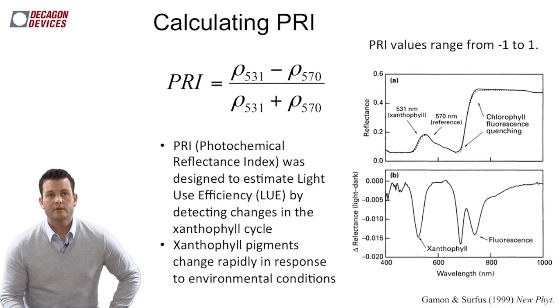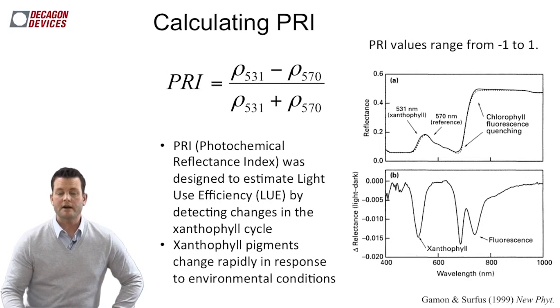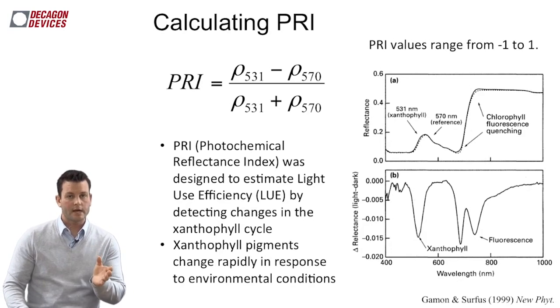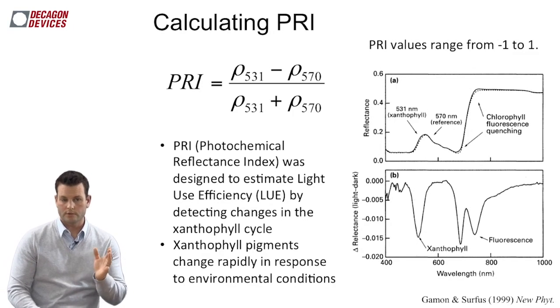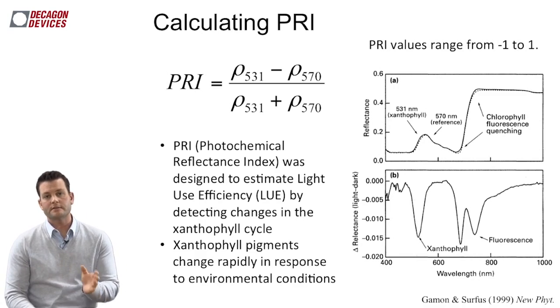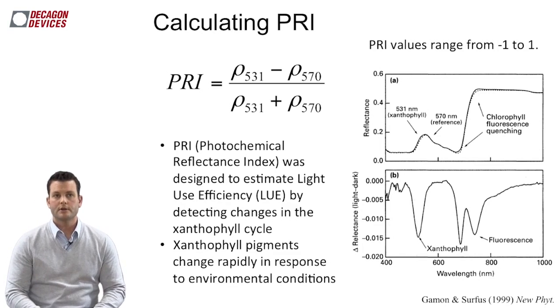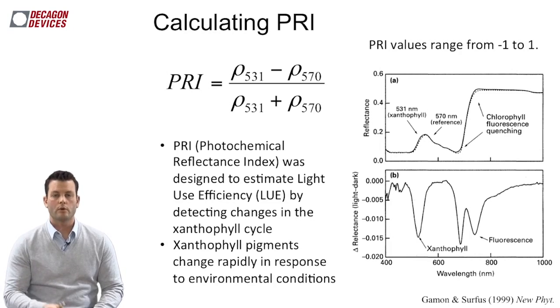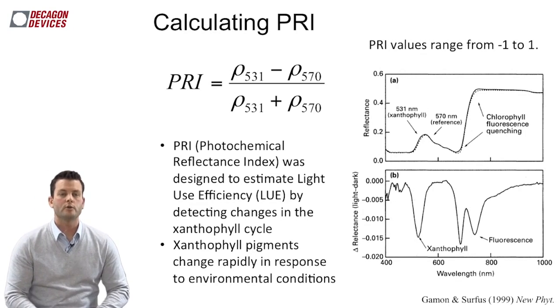So the PRI is calculated with reflectances at 531 nanometers, which would be on the left-hand side, or the shorter wavelength side, of the green hump, and then the reflectance at 570 nanometers, which is on the right-hand side, or the longer wavelength side, of the green hump.